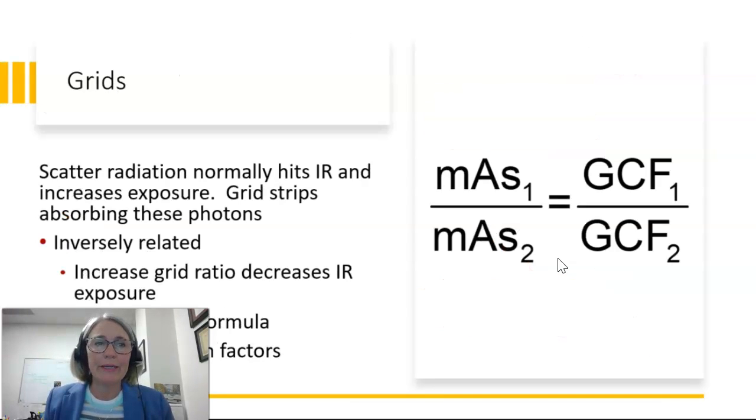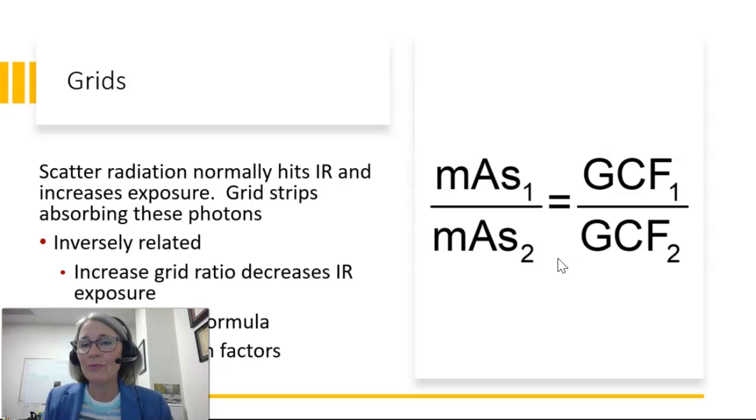Grids, oh boy. Scatter radiation normally hits the IR and increases the exposure. So we're using a grid, and it's going to absorb those photons that would normally hit our IR, right? So exposure is inversely related: increased grid ratio decreases IR exposure. The grid conversion formula is right here. mAs 1 over mAs 2 is equal to grid conversion factor 1 over grid conversion factor 2.